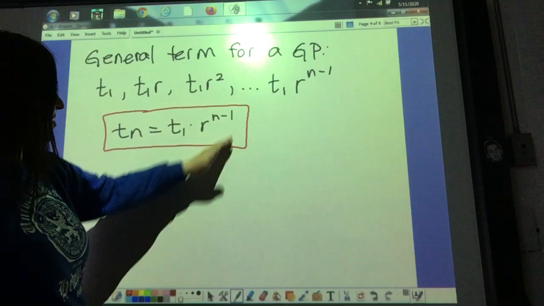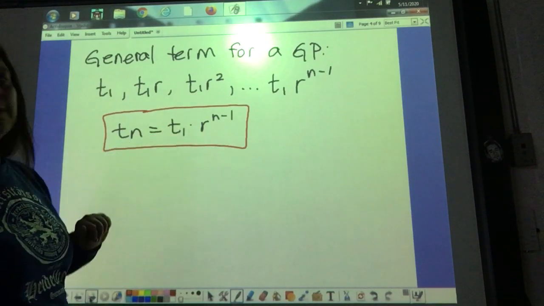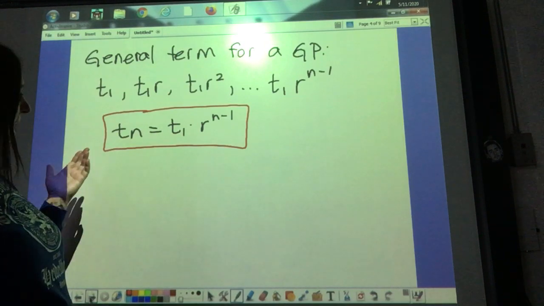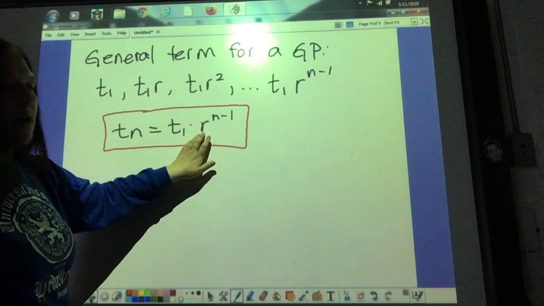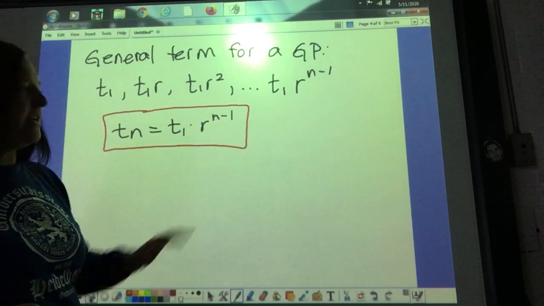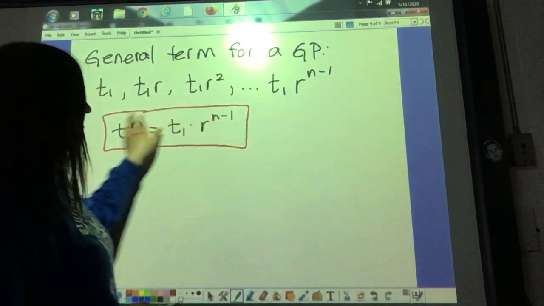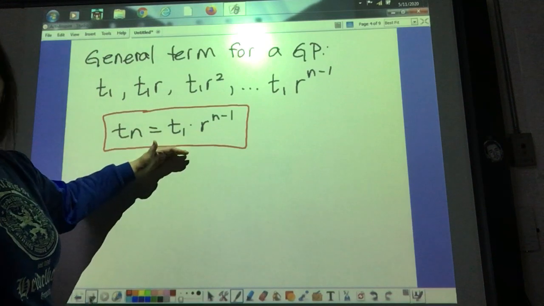You can tell we use this for geometric because of the letter R. If it was arithmetic, you'd use the formulas where it's D for common difference. Again, Tn is whatever term we're looking for, T1 is the first, R is the value that you're multiplying by, and n is the term we're dealing with. Like I said, after about a week of doing arithmetic, it's not that hard to use this formula. And again, you have the formula sheet with you.